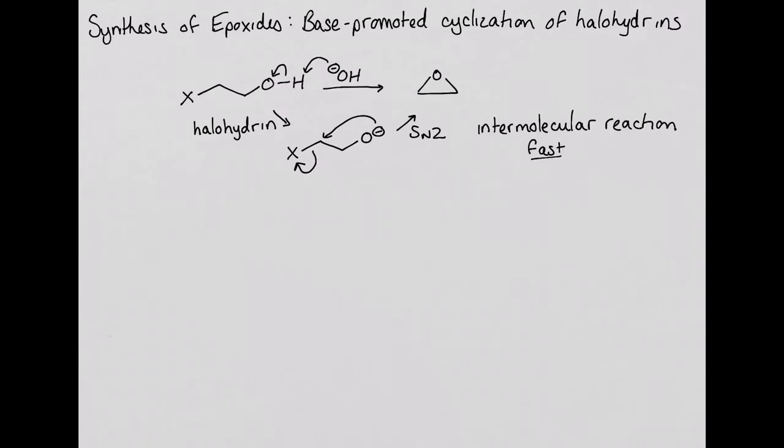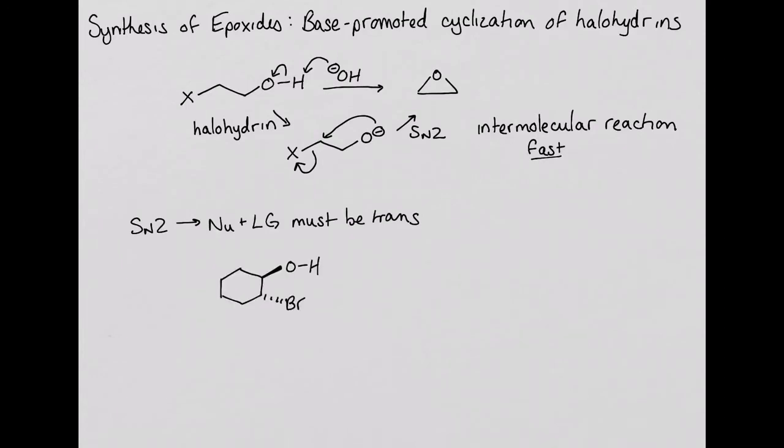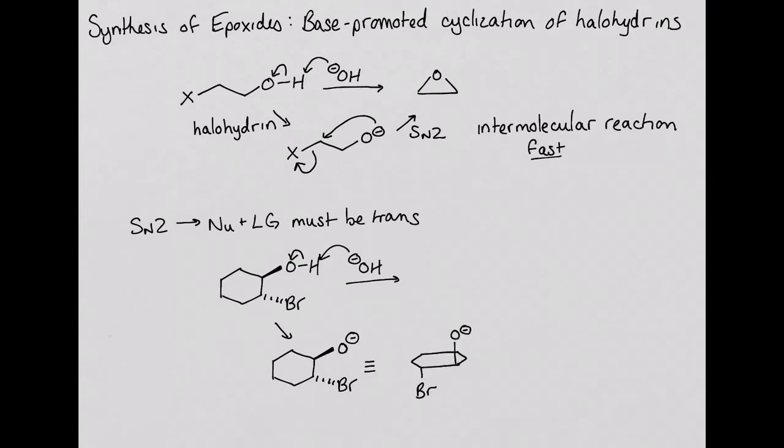Let's look at an example. If we treat this halohydrin with a strong base like sodium hydroxide, the alcohol will deprotonate, producing the alkoxide ion. If we redraw the alkoxide ion to be looking down the ring of the cyclohexane, we can see that the nucleophile and the leaving group are positioned correctly for an SN2 reaction. The nucleophile is able to attack from the back, kicking off the leaving group to form the epoxide.